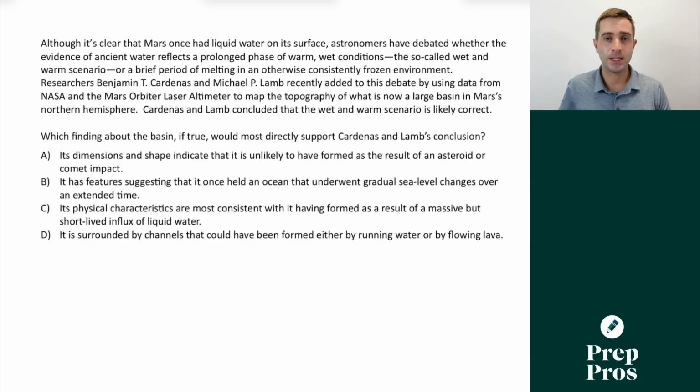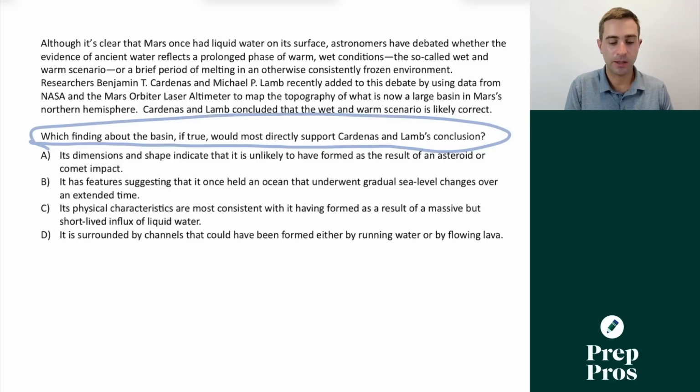Now, the next thing that you're definitely going to see on your SAT, they show up on every single SAT, are support or weaken the claims questions. Now, these are going to be really easy to spot because they're going to kind of hit you over the head that that's your job. Which finding about the basin, if true, would most directly support Cardenas and Lamb's conclusion. But we're going to talk about a general understanding for these questions to hopefully help you pick some more of these up.